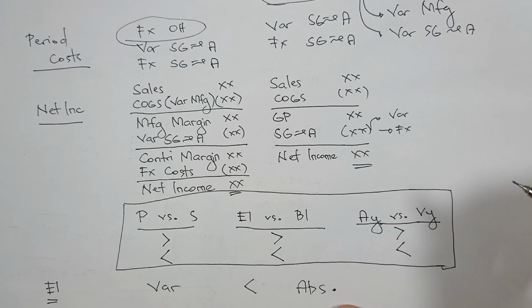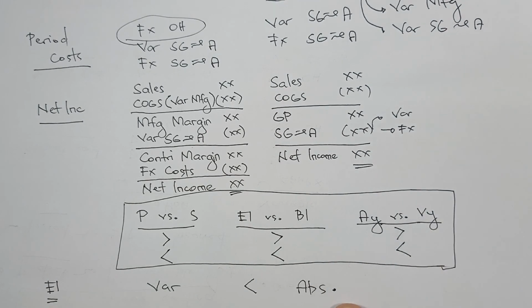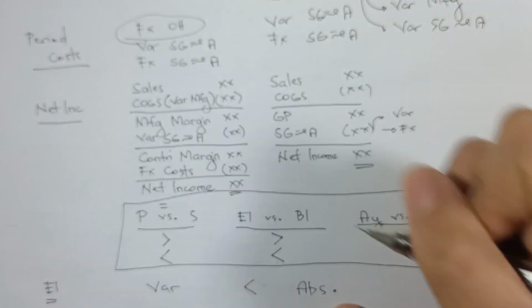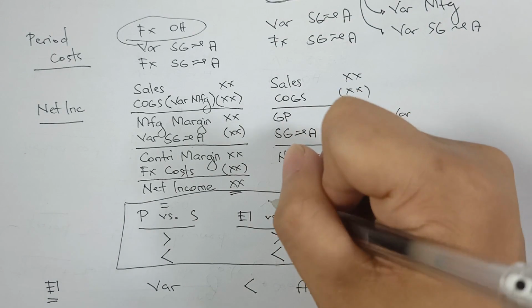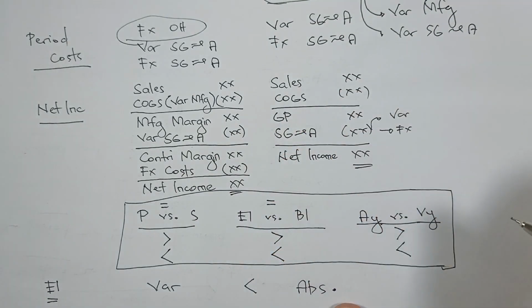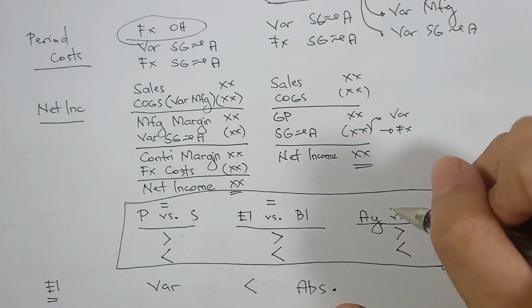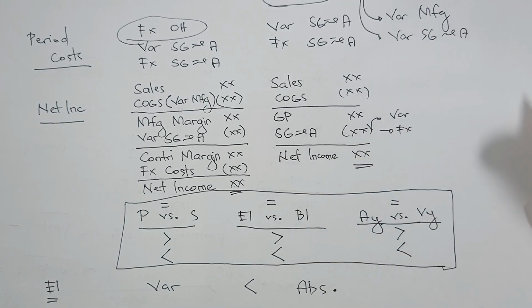Sir, I have a question. What if production and sales are equal? You shouldn't even ask that. Sir, why? Because if production is equal to the sales, expect that ending inventory is also equal to the beginning inventory, and therefore, absorption income is also equal to the variable income.